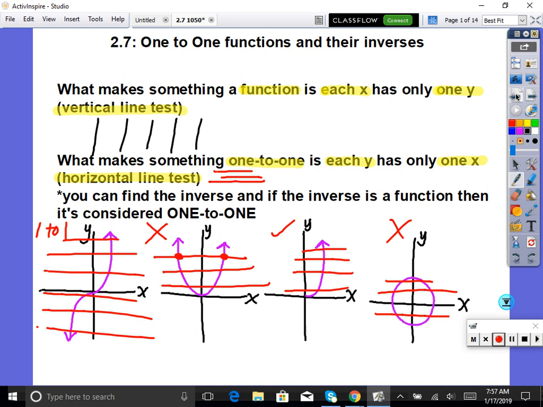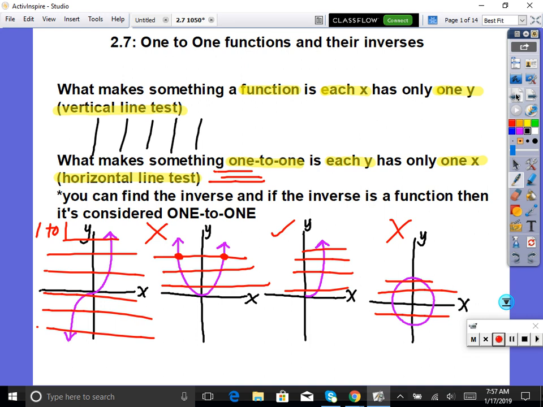Okay, everybody make sure you don't connect them. Something can be 1 to 1 and not a function. And vice versa, something can be a function and not 1 to 1. Does that make sense? They don't have to go together. Let me explain something one more time. Everybody listen, this is going to help.